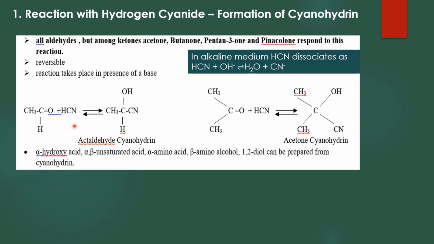Acetaldehyde reacts with hydrogen cyanide to form acetaldehyde cyanohydrin, whereas ketone reacts with hydrogen cyanide to form acetone cyanohydrin. These cyanohydrins are very important compounds from synthetic point of view, because different compounds like alpha hydroxy acid, alpha beta unsaturated acid, alpha amino acid, beta amino alcohol, 1,2-diol, etc. can be prepared from cyanohydrin.